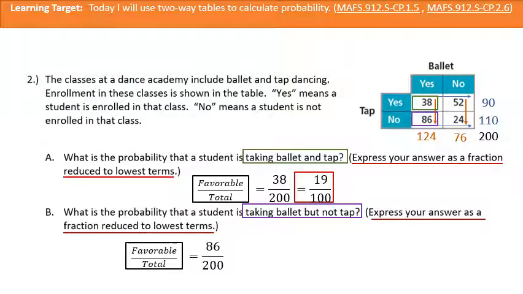So it's going to be 86 divided by 200. Let's ask ourselves, can we reduce that? Can we simplify that? Yes, let's divide the top and the bottom by 2, and we'll get 43 over 100. Are we doing good? Done and done. Here we go. 2 is done. Let's move on to number 3.